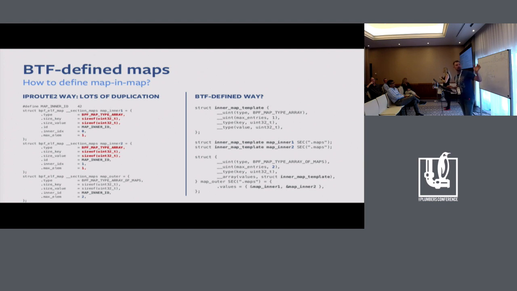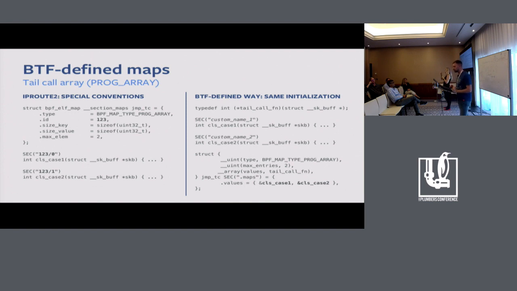Just to show why the IPRoute way is not desirable, once you add more than one inner map, you start duplicating fields that have to be kept in sync, and it just becomes a nightmare to maintain. While with the BTF defined way, you would just add another map and a pointer to it, which will be pretty nice.